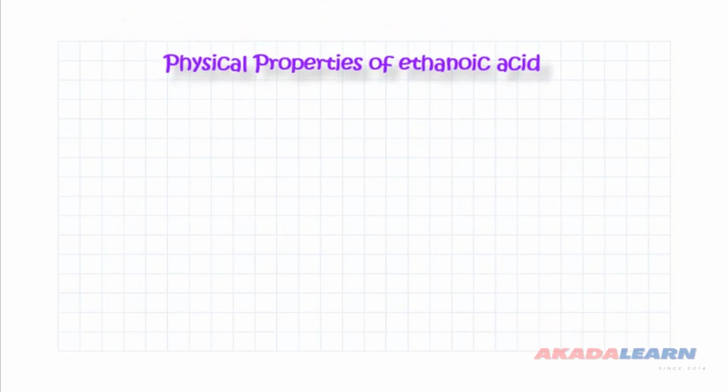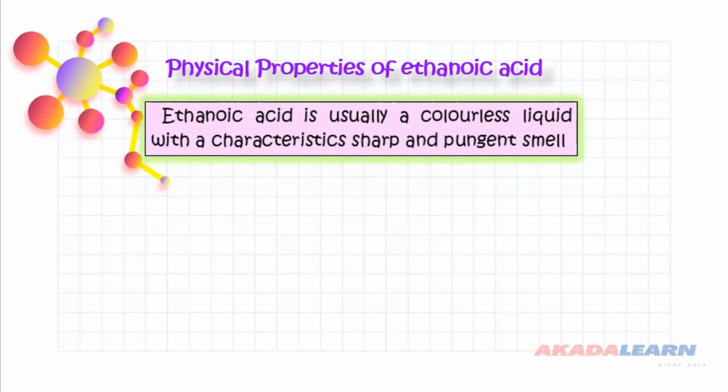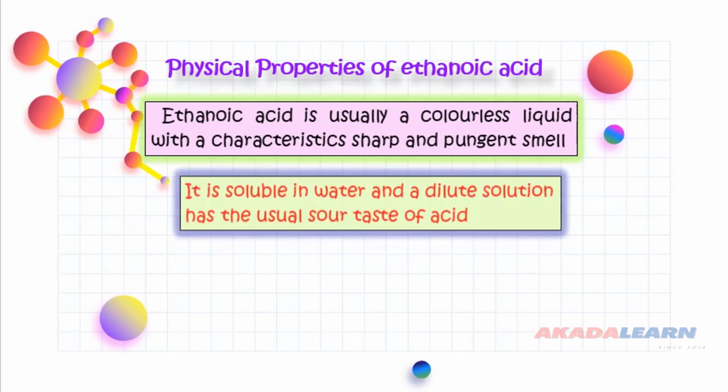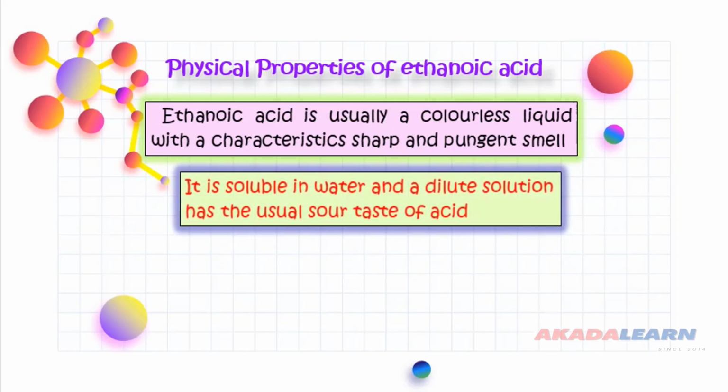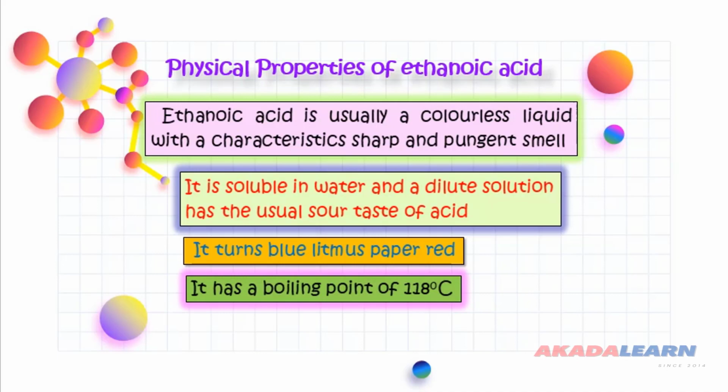Let's go on to now look at the physical properties of ethanoic acid. Ethanoic acid is usually a colorless liquid with a characteristic sharp and pungent smell. Also, it is soluble in water, and a dilute solution has the usual sour taste of all acids. It turns blue litmus paper red. Of course, it is an acid, so it will do that. It has a boiling point of 118 degrees Celsius.